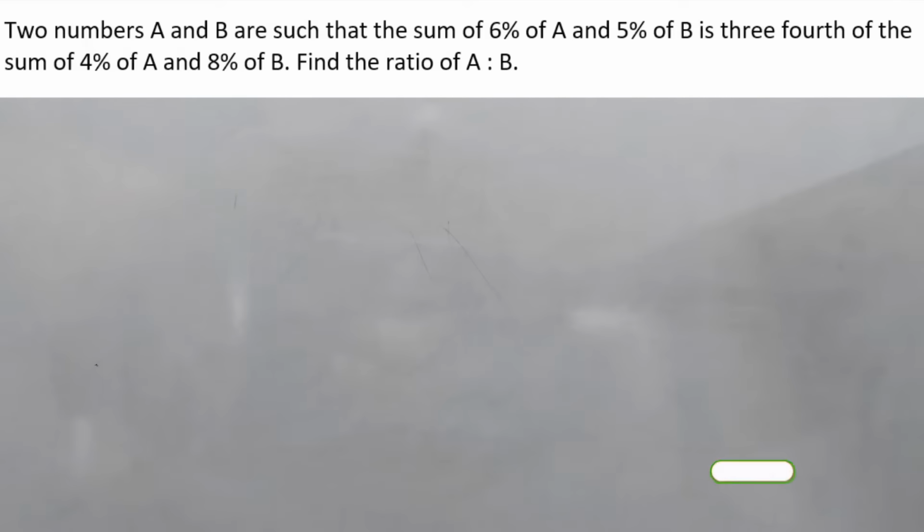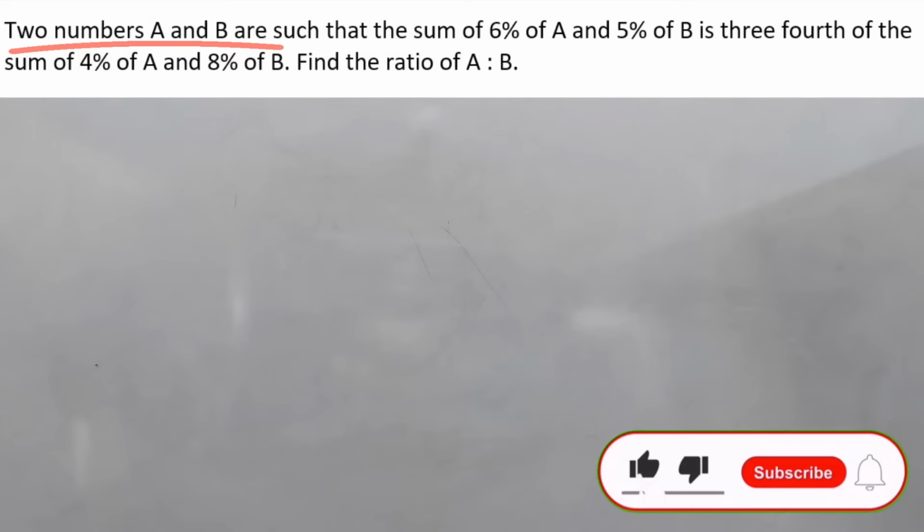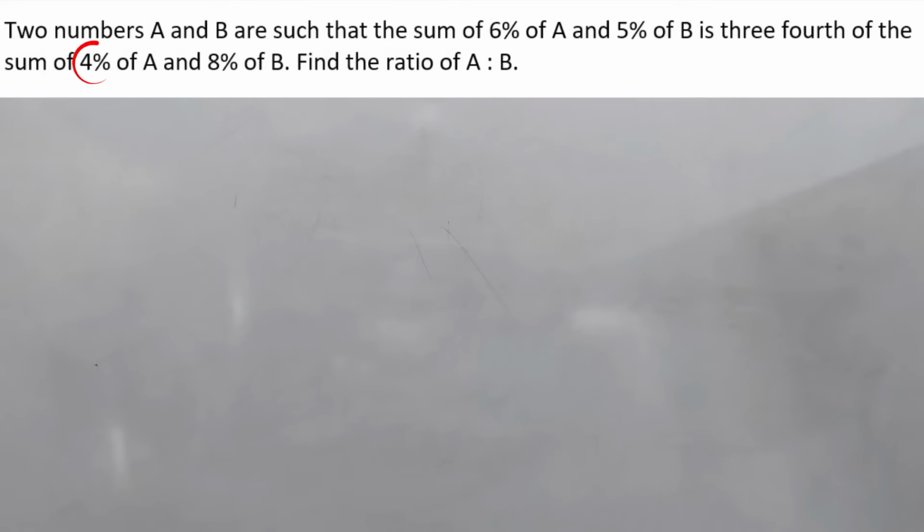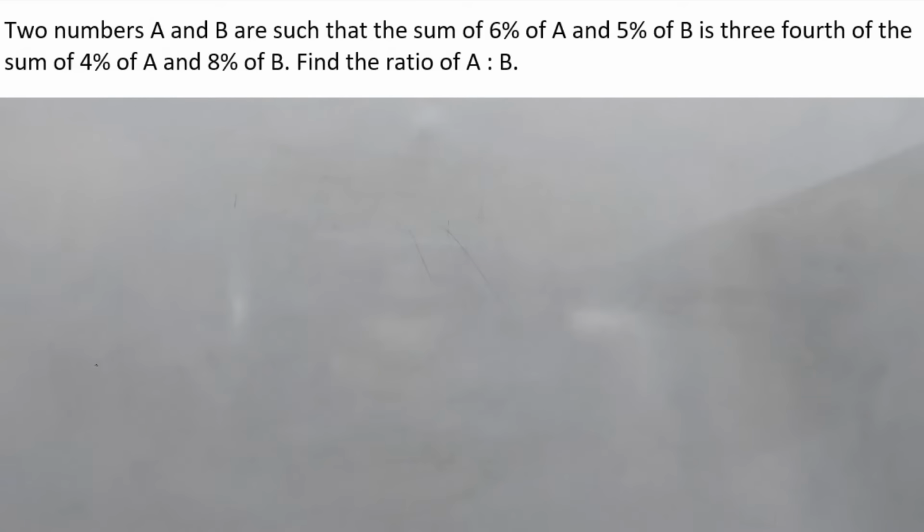Let's get another one. Two numbers a and b are such that the sum of 6% of a and 5% of b is 3/4 of the sum of 4% of a and 8% of b. Find the ratio of a and b. A is to b. One thing I must mention here, whenever I'm solving the problems, it looks like it is an easy one. But for each and every case, you must try it. Yeah, definitely there are easy questions, but you must try it by yourself. Try to get it slowly and it will be easy.